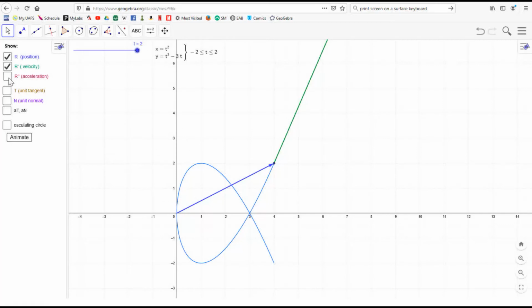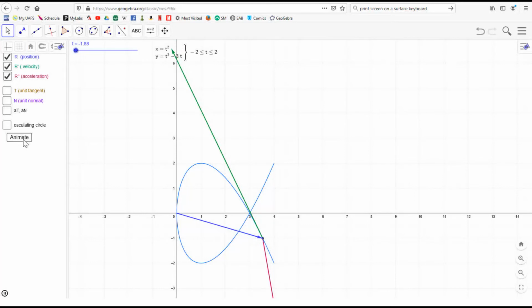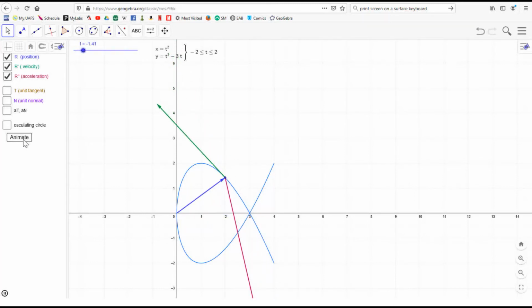So here it is, and here's the acceleration vector. And let's look back here, and I'm going to animate this starting at -2 to +2. And this is going to trace through time consistently so that the increments of t are increments of some time. And you can see what's happening with this. So again, notice that green vector is always tangent to the curve. That's your velocity.